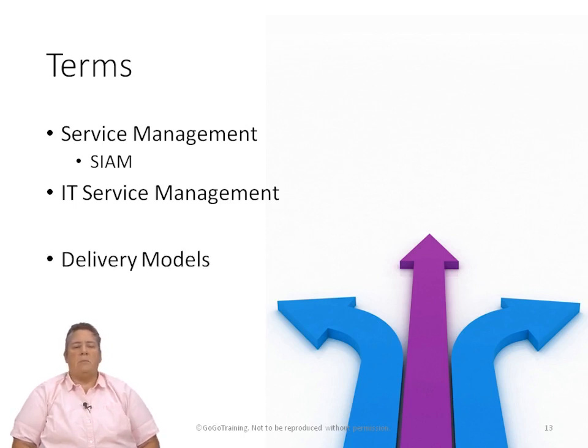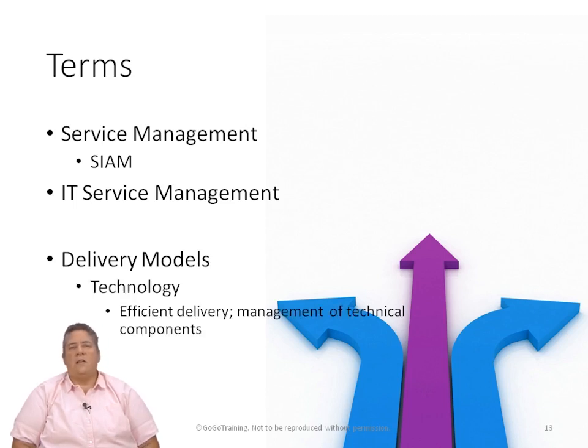Now, the last couple of pieces here is that we need to talk about the various delivery models that we might have. We need to think a little bit about the technology. So, how are we going to exploit technology so that we do have an efficient delivery and that we can also manage the technical components? So we need to have that basis understood.